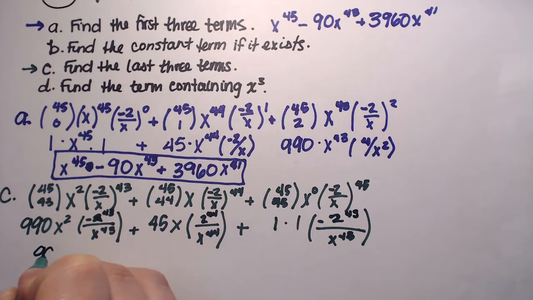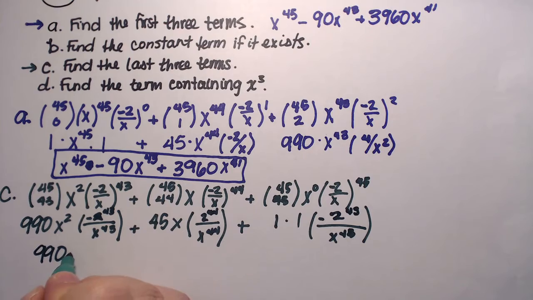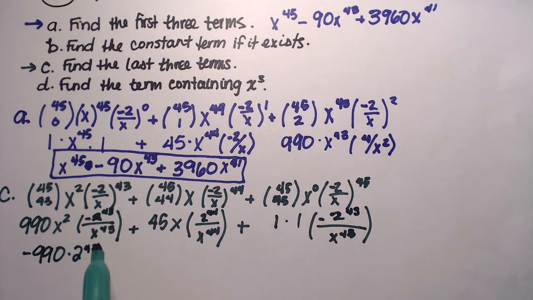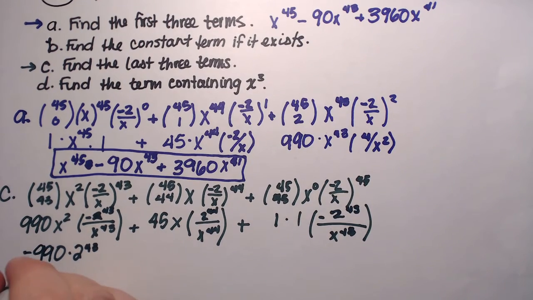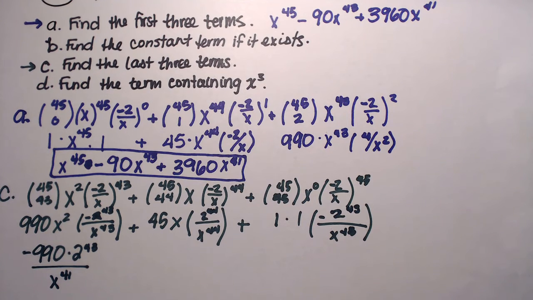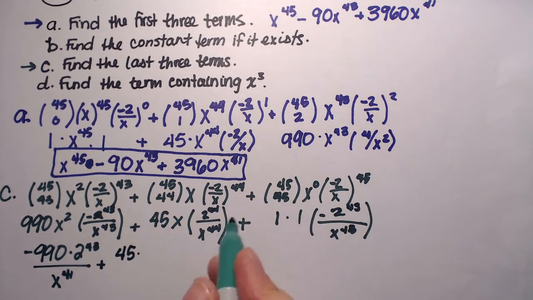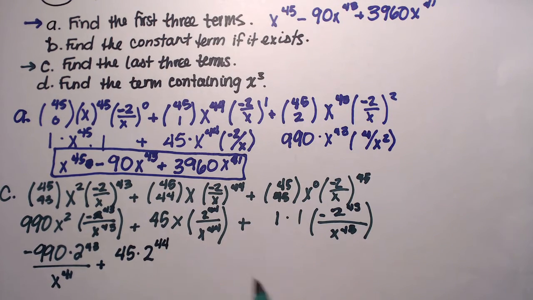So I'm going to have a 990 times 2 to the 43rd with a negative. And when I have x squared in the numerator and x to the 43rd in the denominator, that's going to be an x to the 41 in the denominator. So you could write it as x to the 41. I believe in my answer key I moved it to the numerator and just had it be a negative exponent. Then we're going to have 45 times 2 to the 44, and x divided by x to the 44th is going to be x to the 43rd.